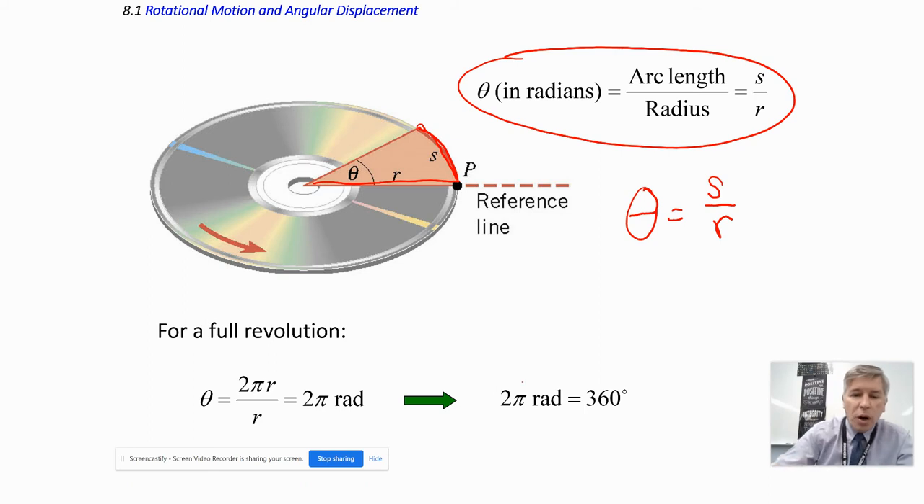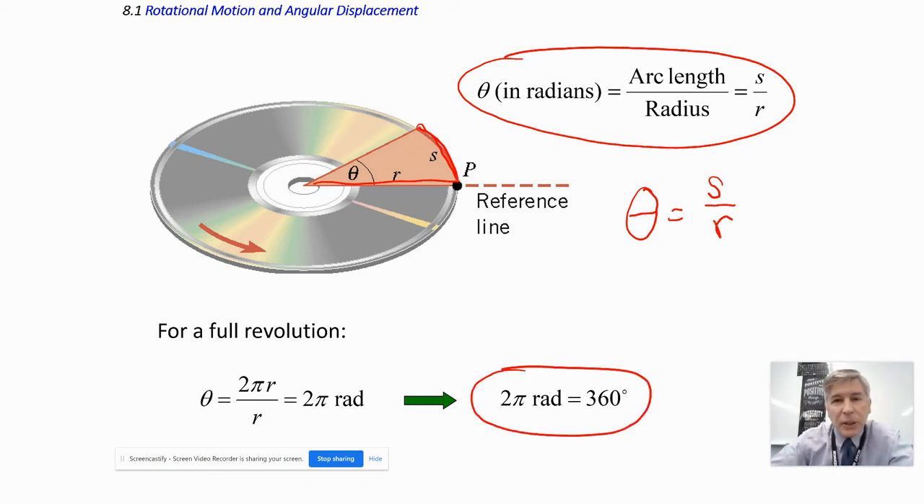You are all probably familiar that if something were to go through 360 degrees, that's 2 pi radians. The reason why is because we know the circumference of a circle is 2 pi r. And then if you divide by the radius, the r's cancel out, and ta-da, you've got 2 pi.